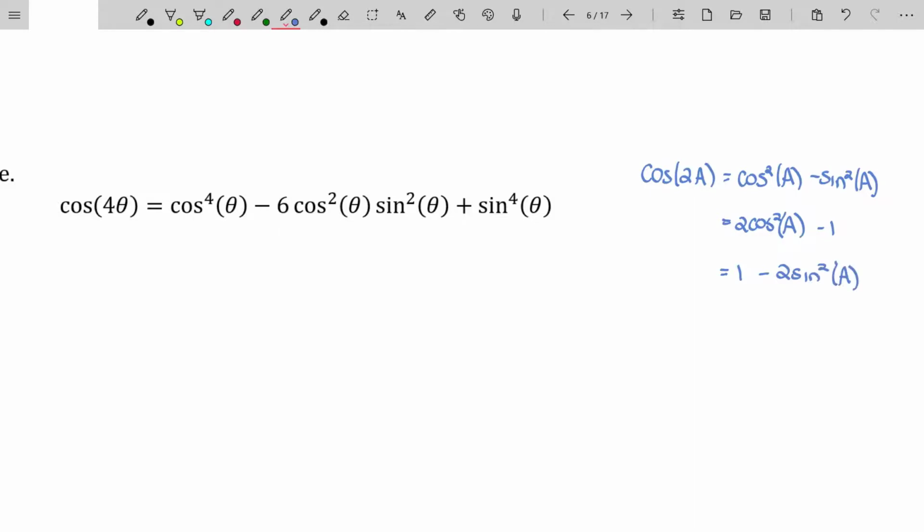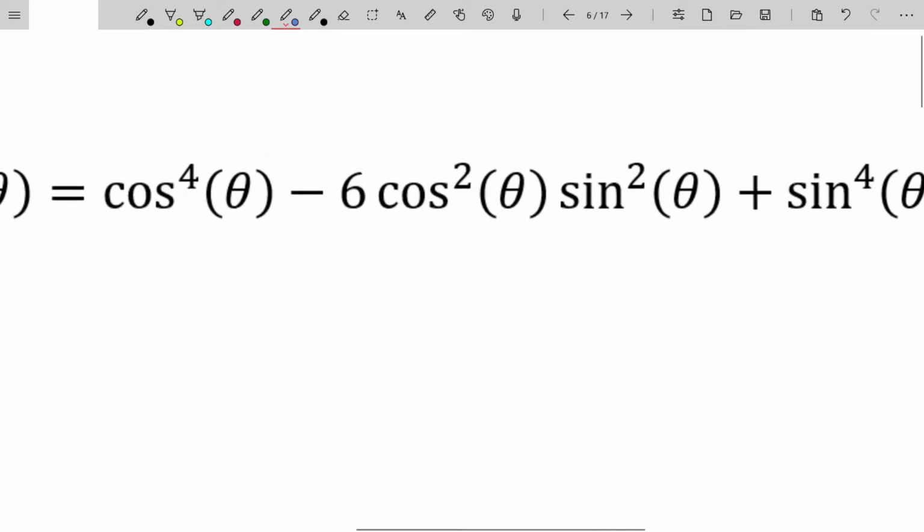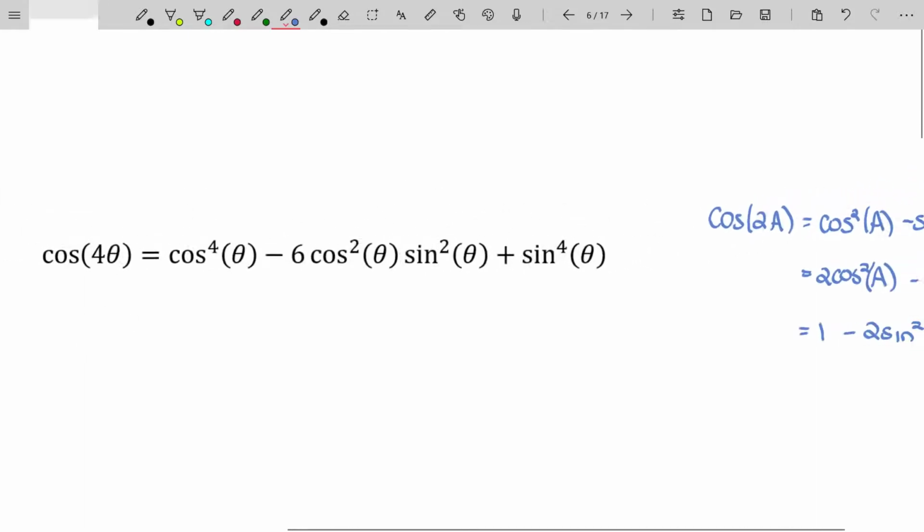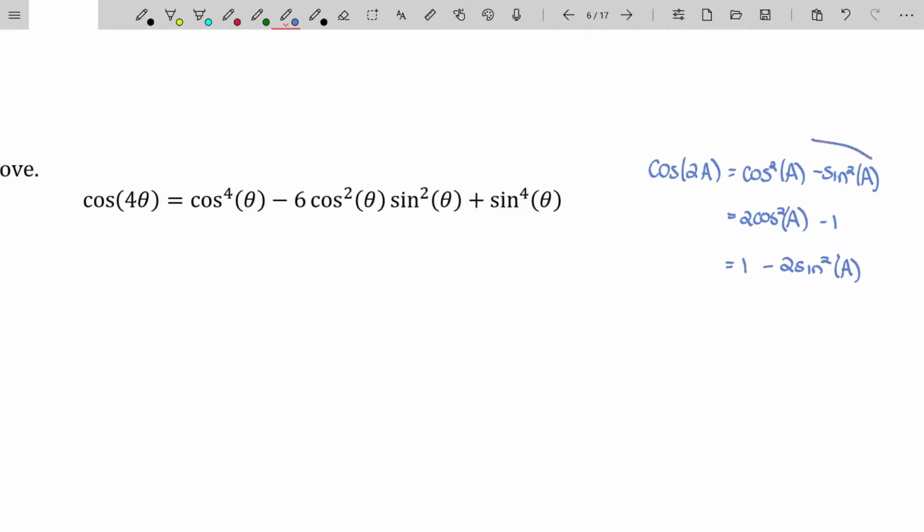Now, you could see the right-hand side of this identity that they're having us prove has a mixture of sines and cosines. So I'm going to use the first version here. And you still say, but that's not a cosine of 4 theta. I know it's not. But we're going to let a here equal 2 theta. If you let a equal 2 theta, then you're looking at the cosine of 2 times 2 theta, or in other words, cosine of 4 theta.